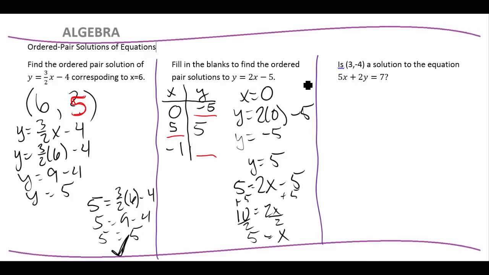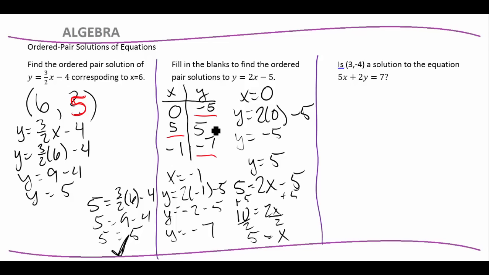And then we're going to look at our last blank, which is our third row, and we have x equals negative 1. And we're going to plug in negative 1 for x, so we're going to have y equals 2 times negative 1 minus 5. 2 times negative 1 is negative 2 minus 5. That equals y. And so y is going to equal negative 7, and that's going to go in our last blank.